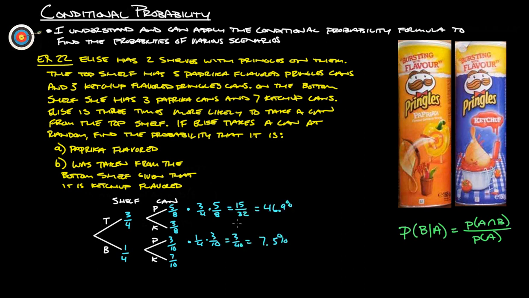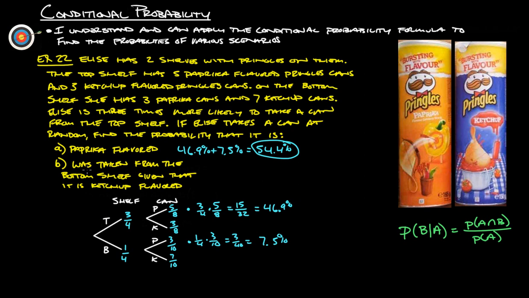Okay, so I calculated these out, and we get 46.9% for taking a paprika flavored can from the top shelf and 7.5% for getting a paprika can from the bottom shelf. So if we add those two together, 46.9% plus 7.5%, that's going to give us a 54.4% chance.